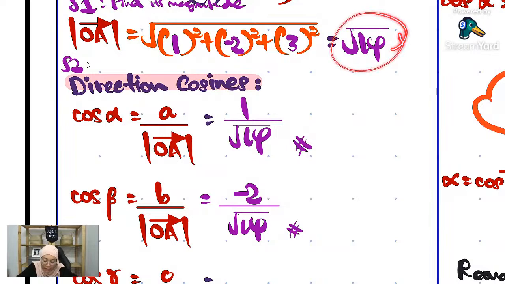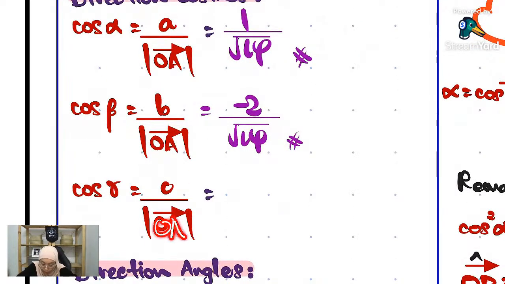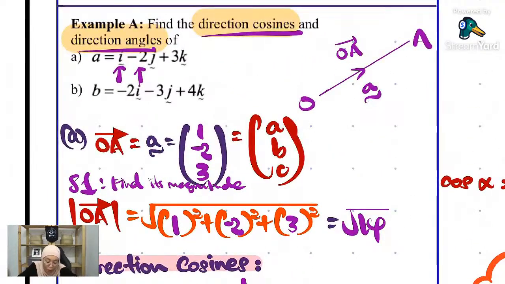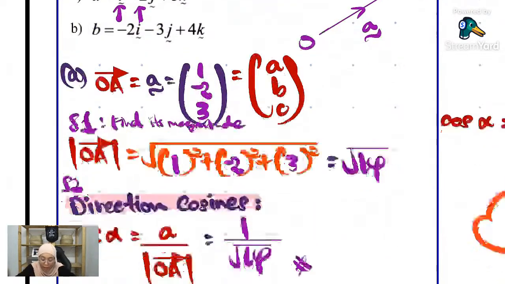So magnitude dia memang akan sama. Sebab apa? We are using the same point OA. Tak ada point yang lain selain point OA. I mean bukan point, direction of OA ataupun A vector. It's only one direction there.